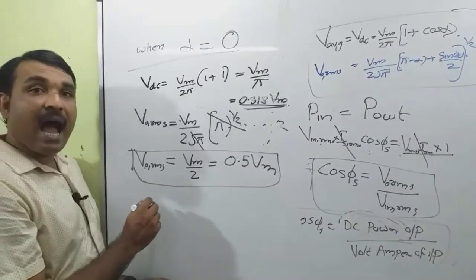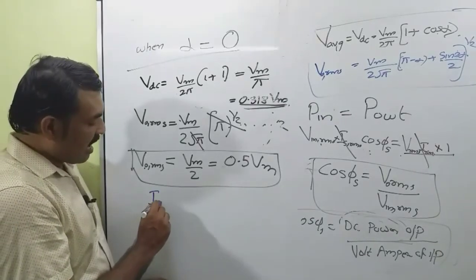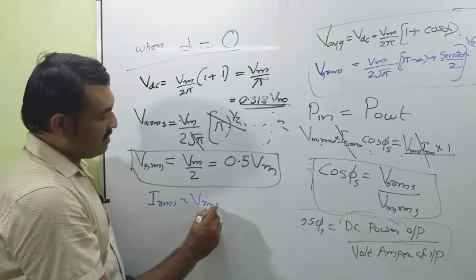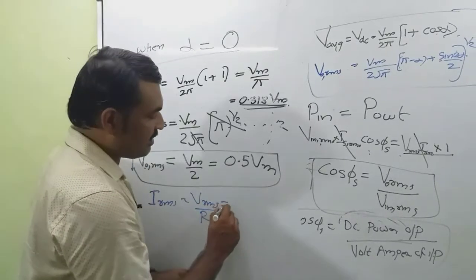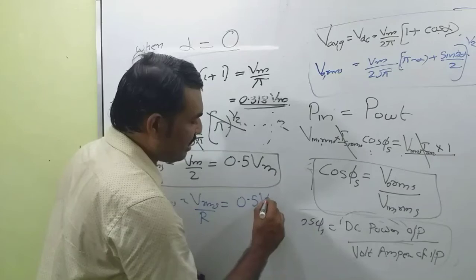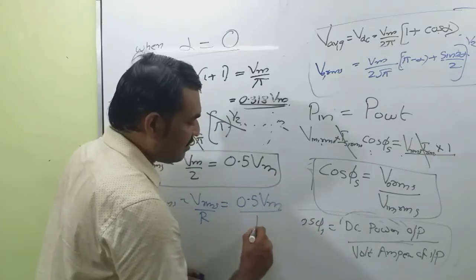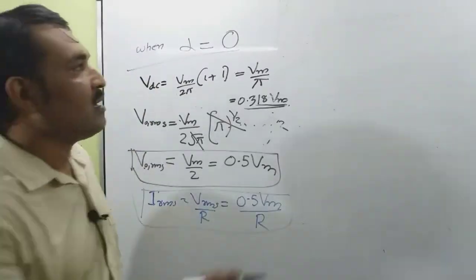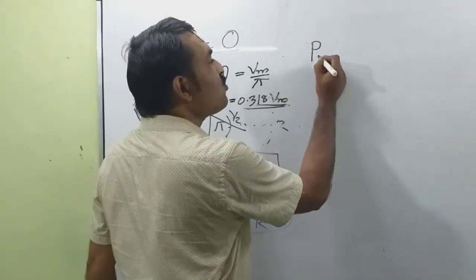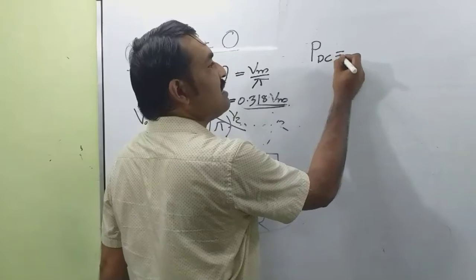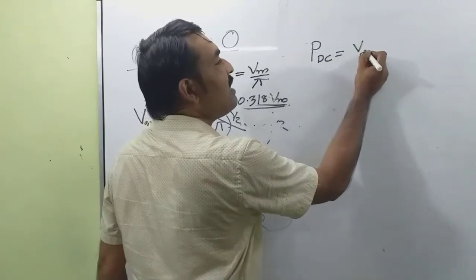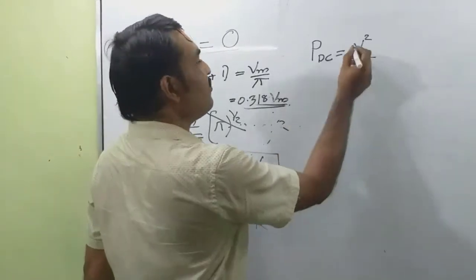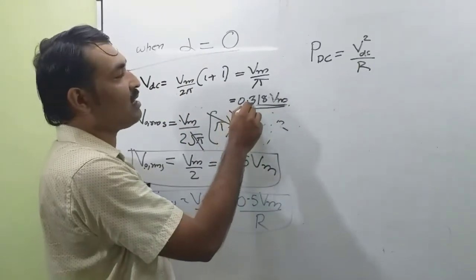Now what is IRMS? IRMS is equal to Vrms divided by R. So that is equal to 0.5 Vm divided by R. So this is the value of RMS value of output current. Now output DC power, that is power DC, is equal to VDC square by R. So what is VDC? VDC is equal to 0.318 Vm.